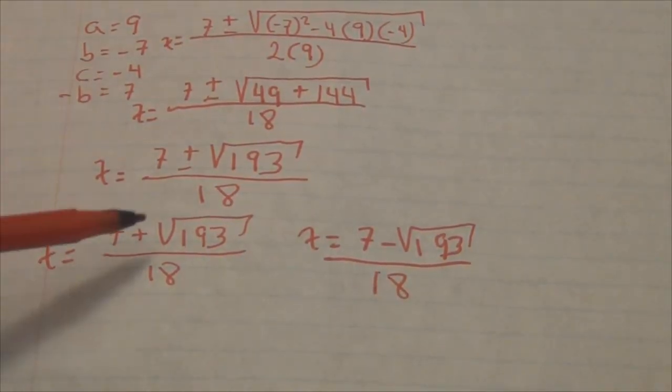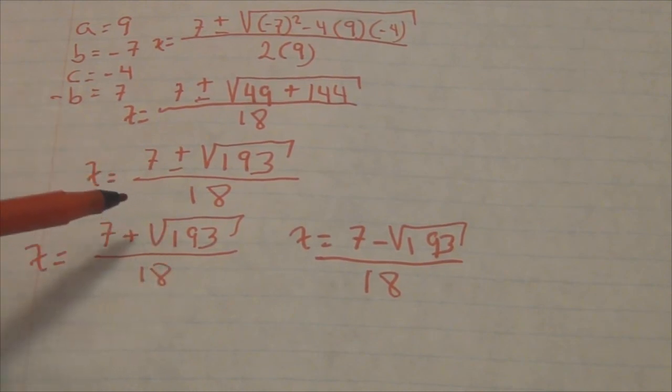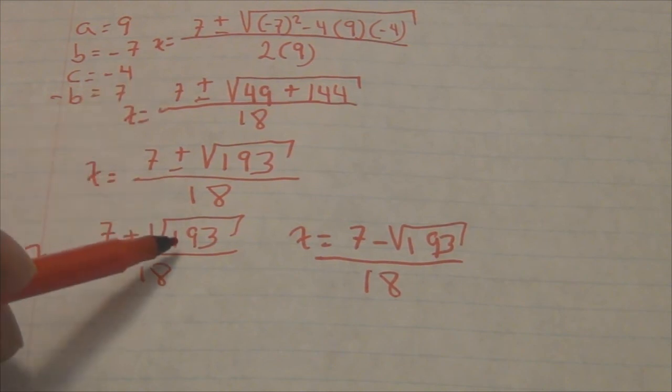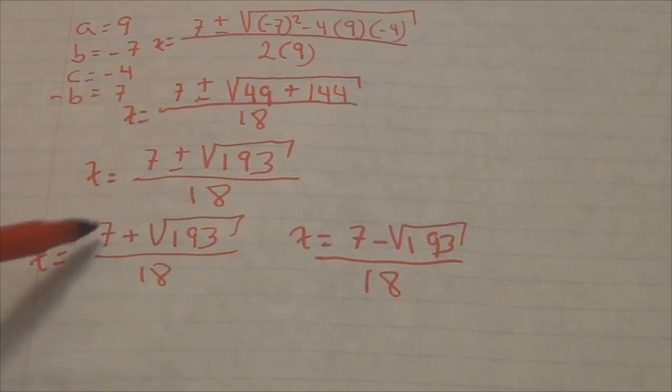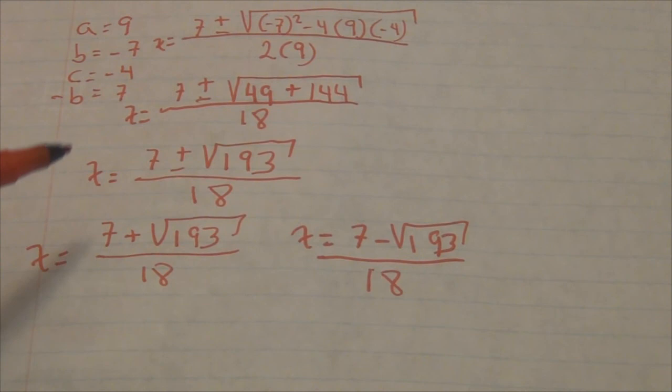And that's it. 193 cannot be simplified, and 193 doesn't have a perfect square root. But once again, if they ask you for the decimal value, then you put this in the calculator, you get your number, then you put 7 plus whatever. Or you could actually put the whole thing in the calculator and you get a nice decimal number, and those are your solutions, okay?